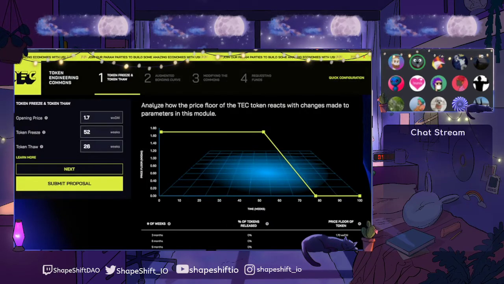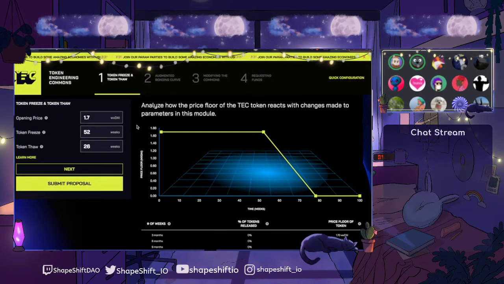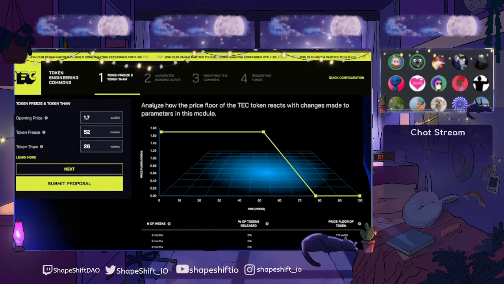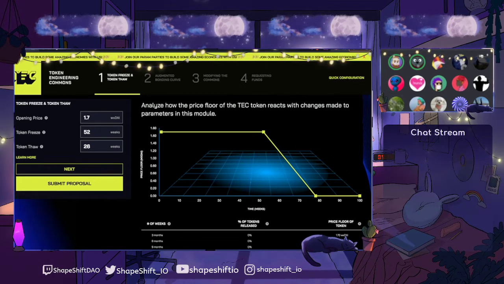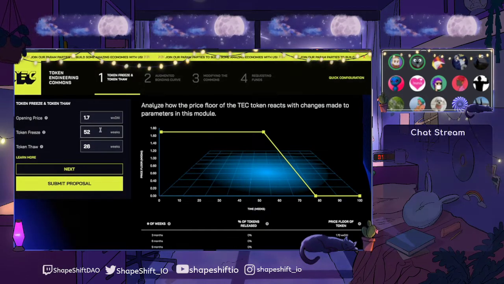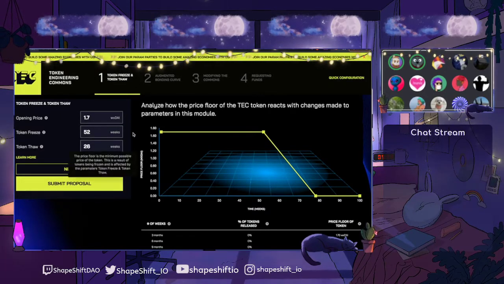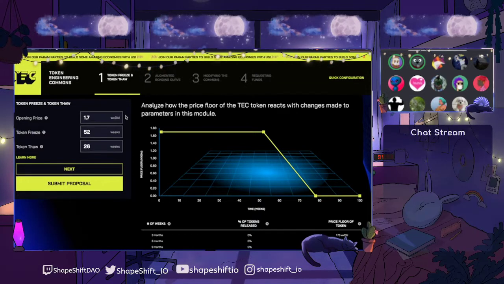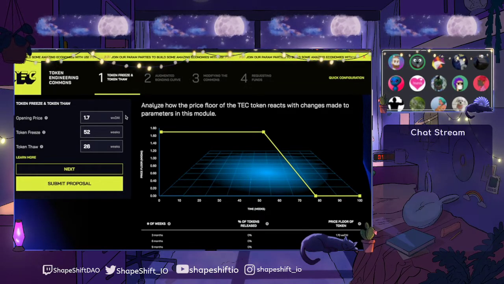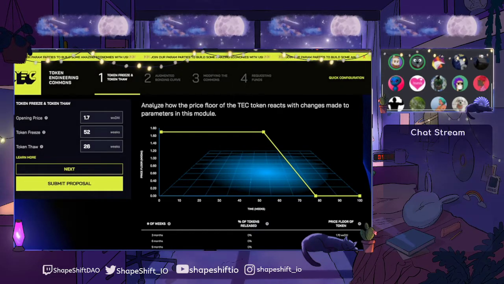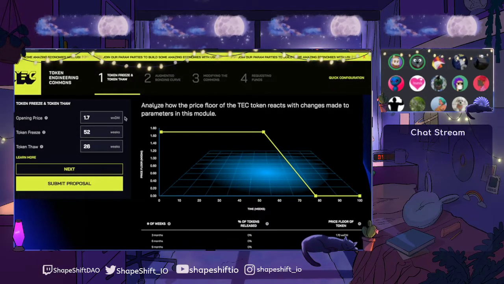Okay, so the first module is token freeze and token thaw, right? As I mentioned earlier, we went through a hatch stage in which we raised 1.5 million DAI. So there are already 2 million minted TEC tokens, which are the ones that we use internally for the hatchers to vote on these proposals.